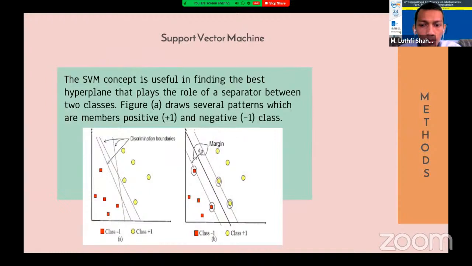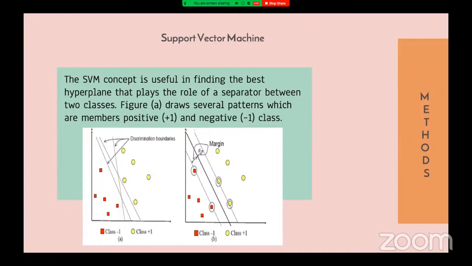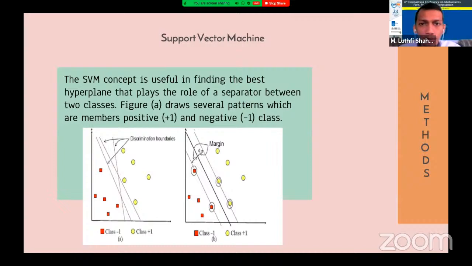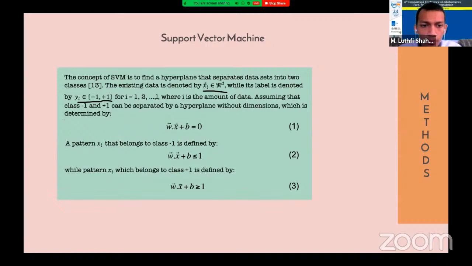Now, we will talk about support vector machine. The SVM concept is useful in finding the best hyperplane that plays the role of a separator between two classes. Figure A draws several patterns which are members of the positive and negative class. The concept of SVM is to find a hyperplane that separates datasets into two classes. The existing data is denoted by this, while its label is denoted by this.